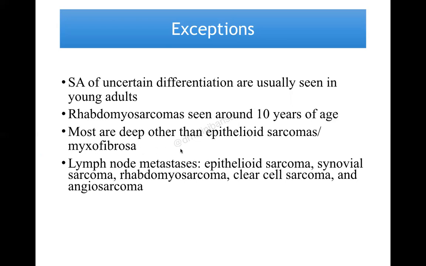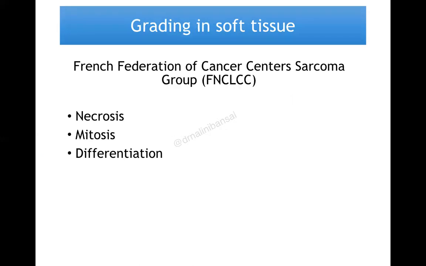So most sarcomas are deep, but there are a few which occur in a superficial location, and those are epithelioid sarcomas and myxofibrosarcomas. Then there are certain sarcomas which show lymph node metastasis, like epithelioid sarcomas, synovial sarcomas, rhabdomyosarcomas, clear cell sarcomas and angiosarcomas. So as we have said, most sarcomas will go to the lung, but the sarcomas of uncertain differentiation have a predilection for lymph node metastasis.